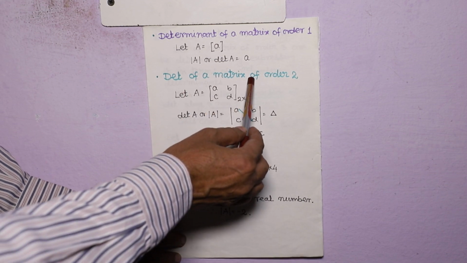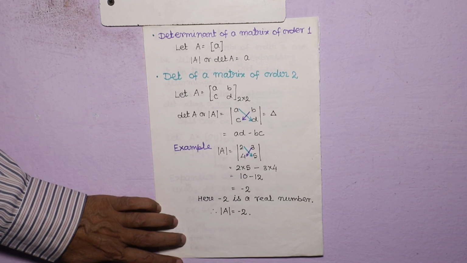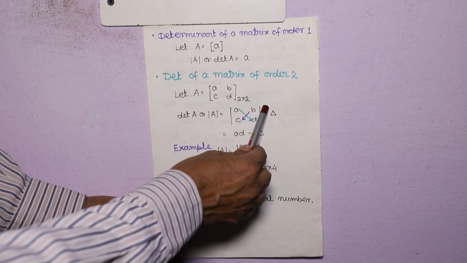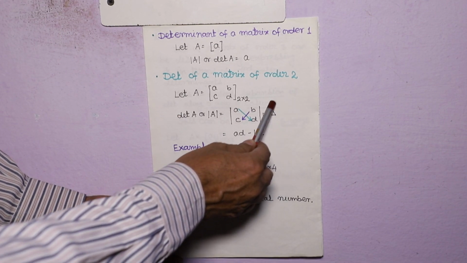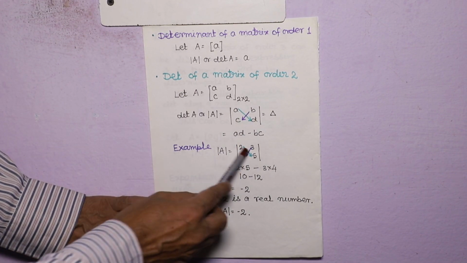Determinant of a matrix of order 2: let matrix A be [a b; c d], a 2 cross 2 matrix. So determinant A is written as |a b; c d|. It is also denoted by delta. So its value is ad minus bc.